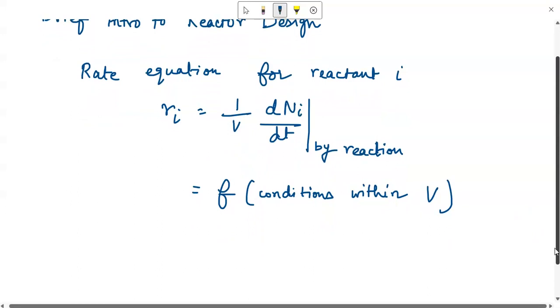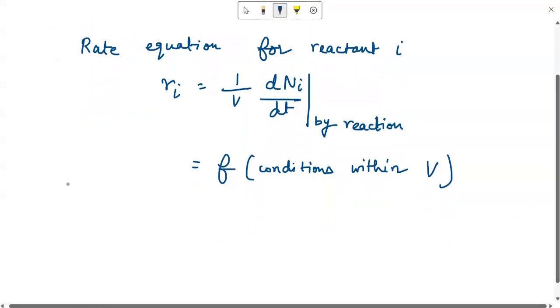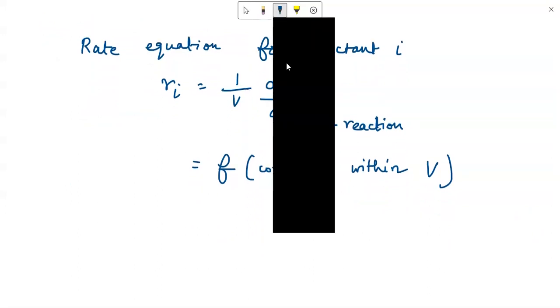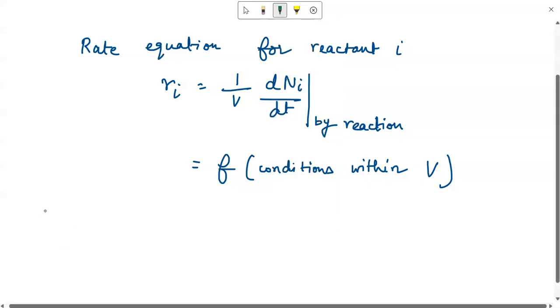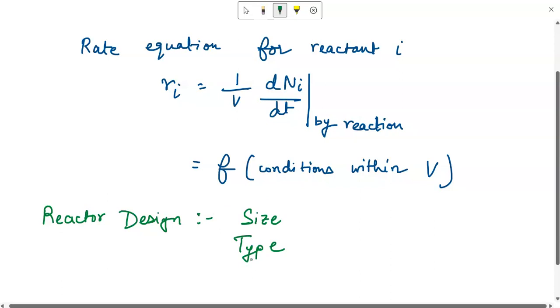But when we are practically going forward with reactor design, let me just highlight it with a different color. So when we talk about reactor design, we specifically want to know size of the reactor, type of the reactor, and mode of operation.